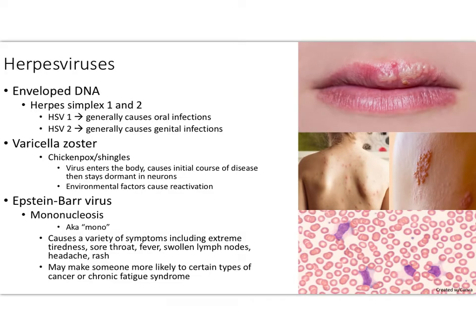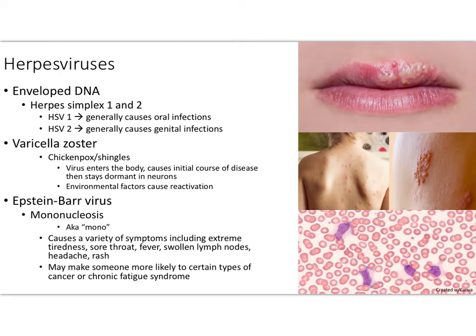So, viruses are an interesting group of organisms to talk about because unlike bacteria, we can't always fit them into very neat categories like gram-positive rods, gram-negative rods, gram-positive cocci, gram-negative cocci. The best we can do is talk about what we call viral families and then talk a little bit about their structure in terms of whether they are enveloped or non-enveloped, whether they are DNA or RNA.